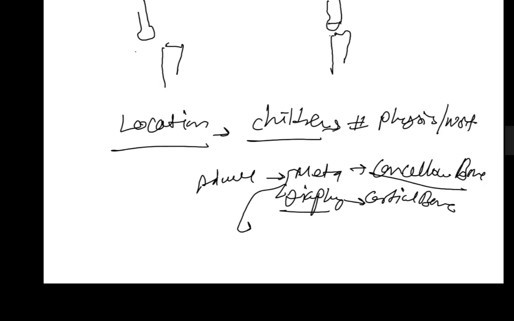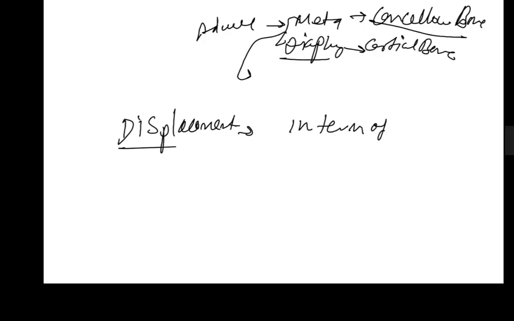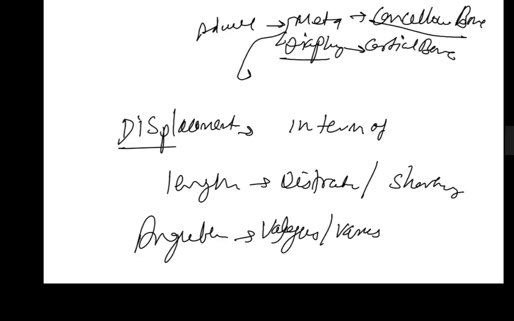Then comes the displacement. Displacement is described in terms of length: whether the length is maintained or not, whether there is distraction of the fracture fragments or shortening of the limb. If there is angulation with reference to the apex of the fracture, angulation leads to valgus and varus deformity.